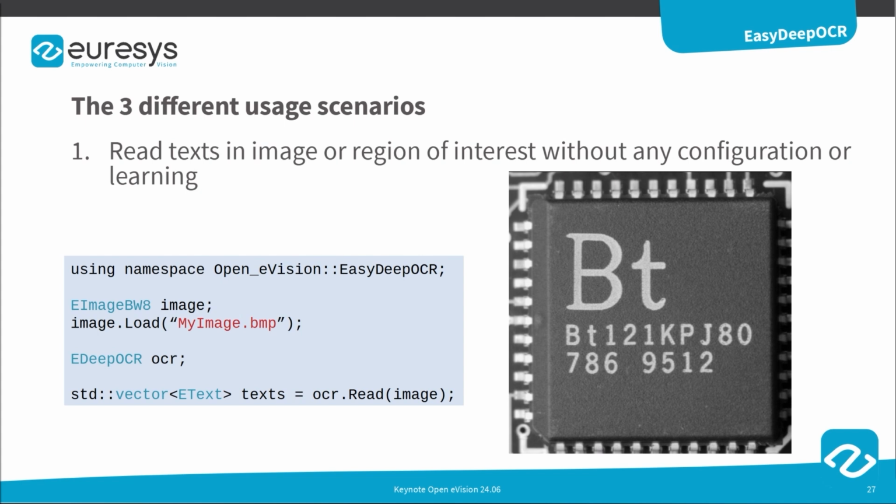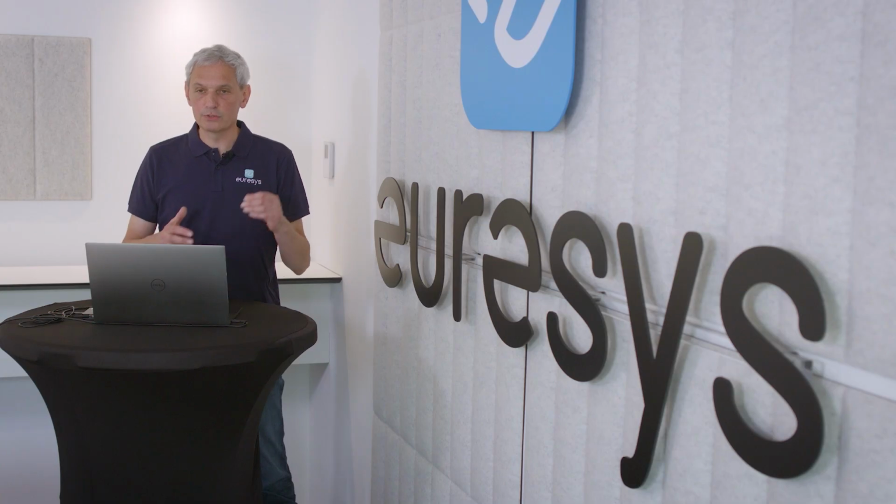So if I have the image on the right here, with some text, a very simple image, the very basic code at the left here shows how to load an image, instantiate a new deep OCR, and then call read. And with this simple program, we are able to read all the text in the image without any distinction. That's the first scenario.